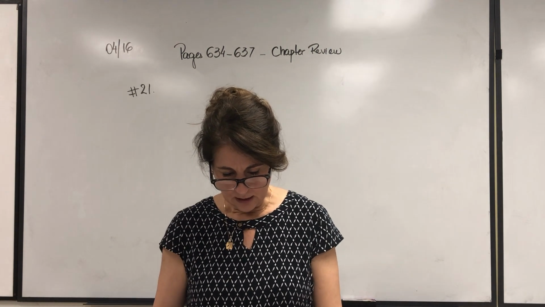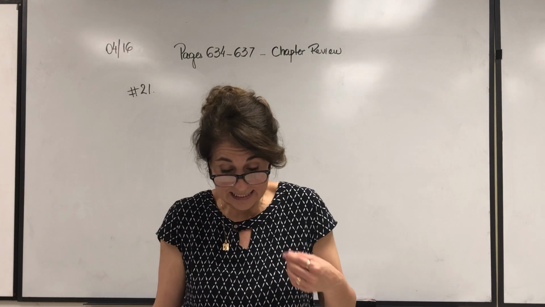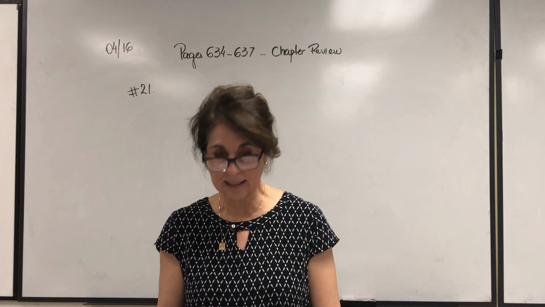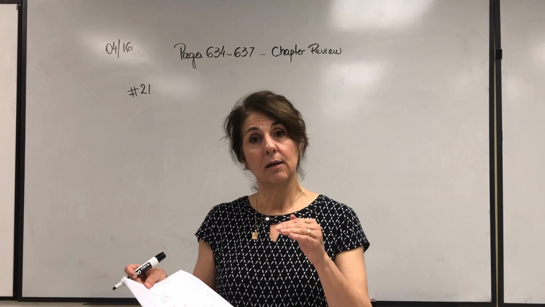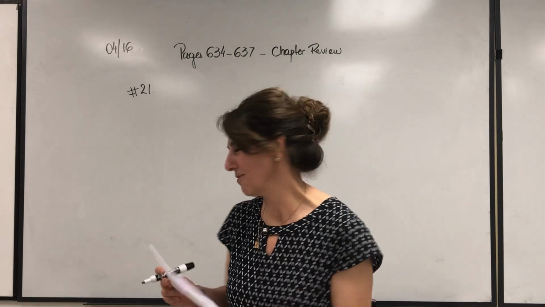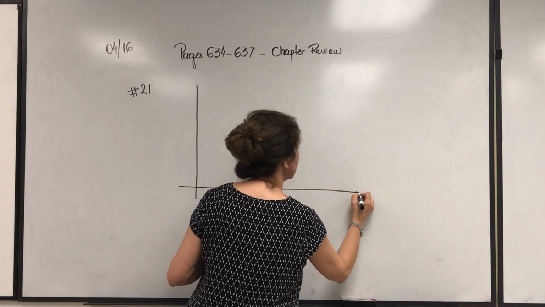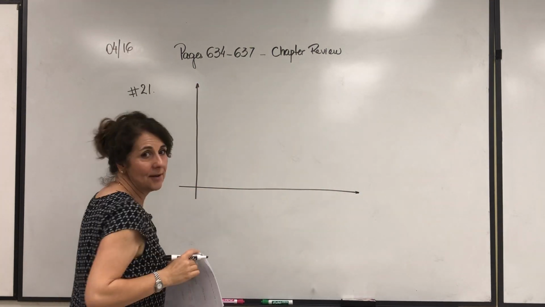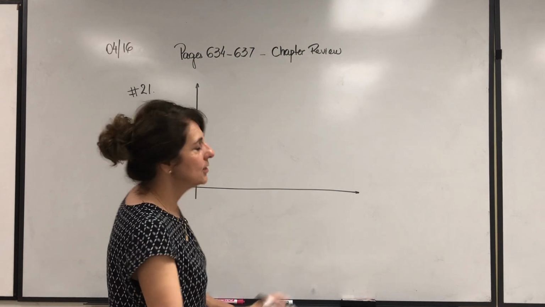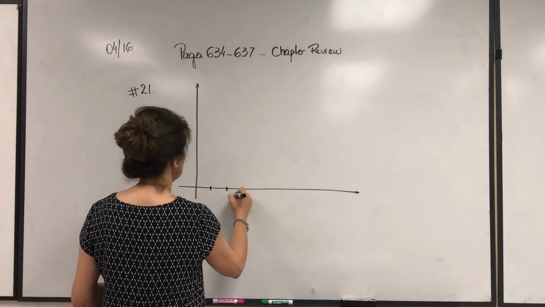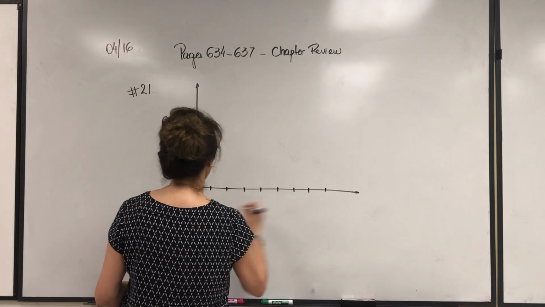So first one, construct a scatter plot using the data. Draw a line that seems to best represent the data. So I am going to use the information in the book so I can draw the scatter plot. This is the graph that I come up with. The information goes from 1 to 7. So again, 1, 2, 3, 4, 5, 6, 7.